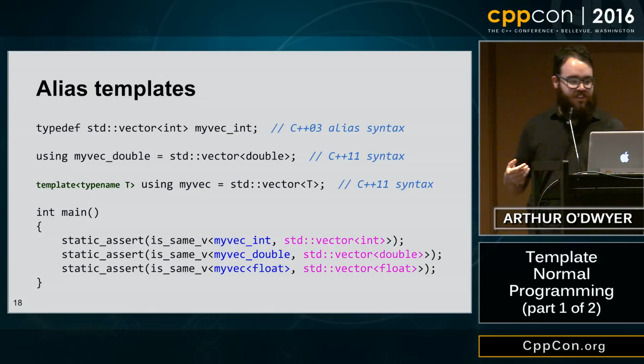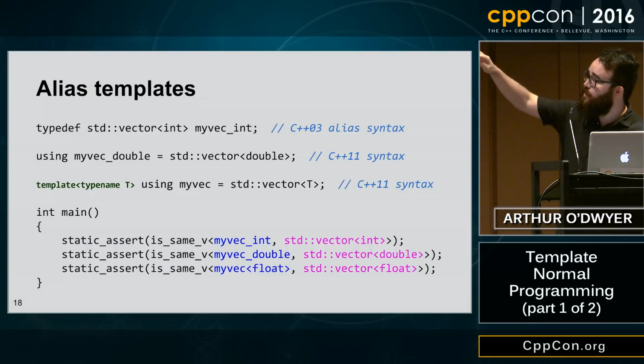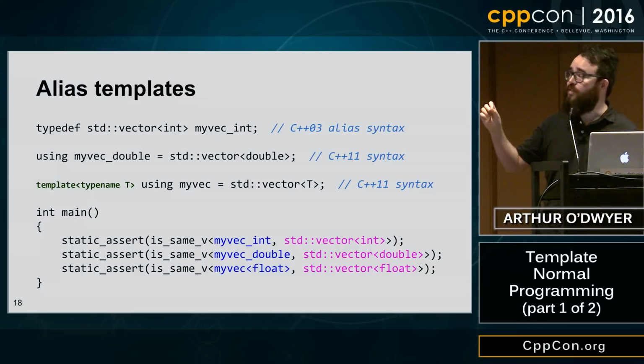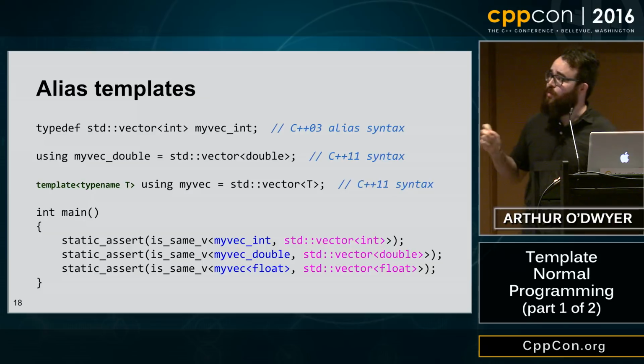And so you can take, as in this example, I have the old typedef syntax to make myvec int. I then make a very similar thing called myvec double using the C++11 alias syntax. It doesn't actually use the word alias, it uses the word using. So maybe they should have called them usings.